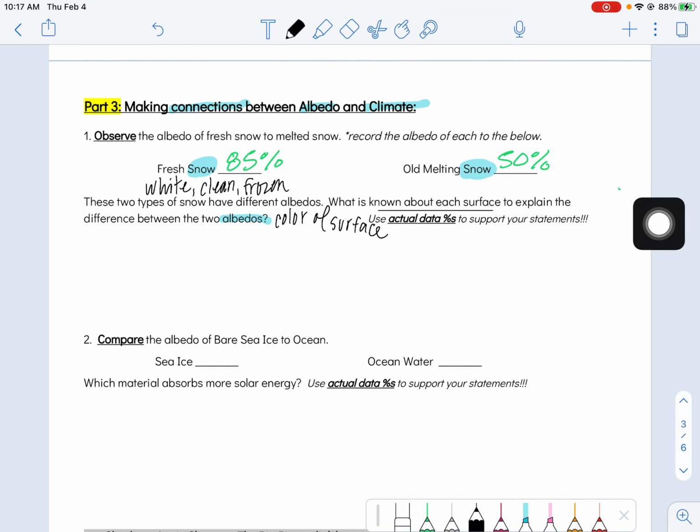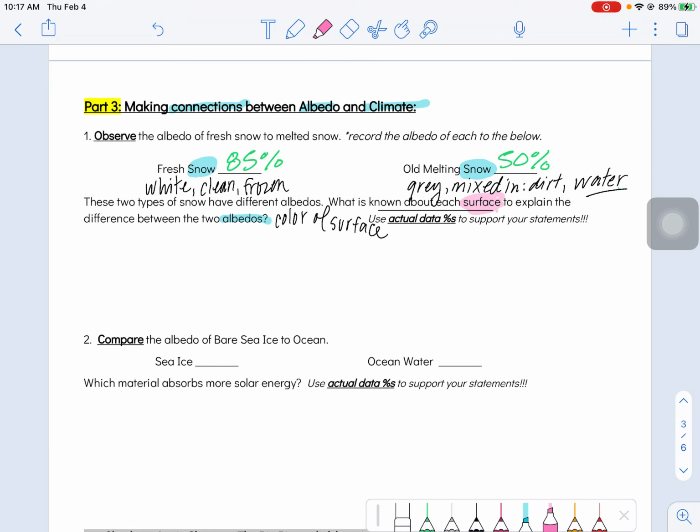Where over here, our old melting snow, that's like what we see on the side of the road. We're driving through parking lots. This old melted snow is kind of that grayish color, right? And it's gray because it has a few things mixed in. It's got dirt, it's got soil, rocks, sand sometimes from parking lots, and it has water mixed in. Water was one of our lowest albedos because that snow is starting to melt now. So when we think about why they have different albedos, well, it has to do with what they're made of, what their surface is like.